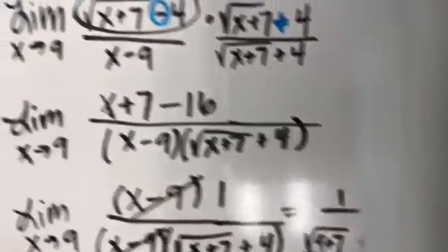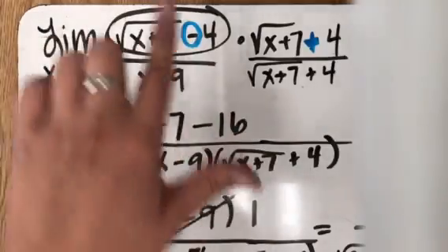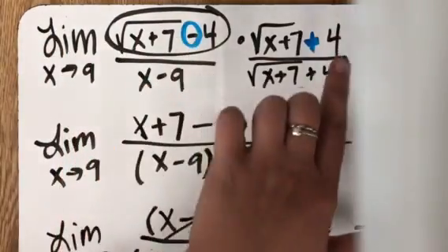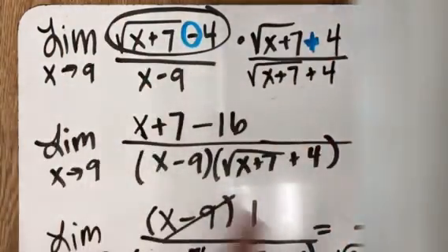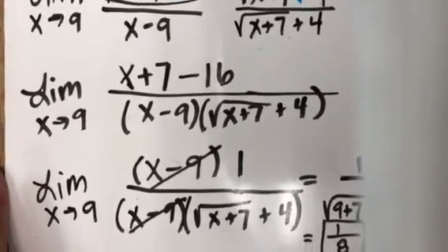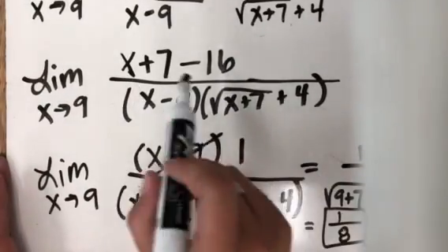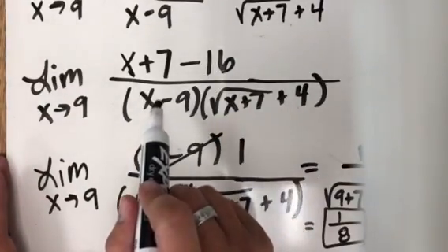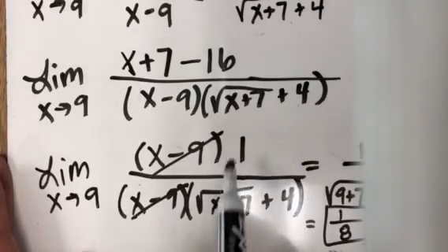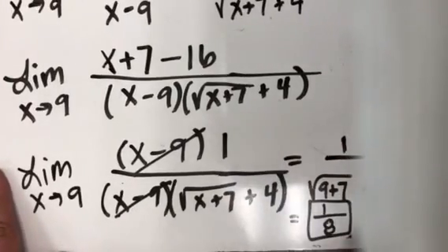So the limit as x approaches 9 of this big mess that we started with, by using its conjugate, we were able to eliminate that radical sign on the numerator, simplify this in order to cancel the factor, and then ultimately use direct substitution to get my final answer.